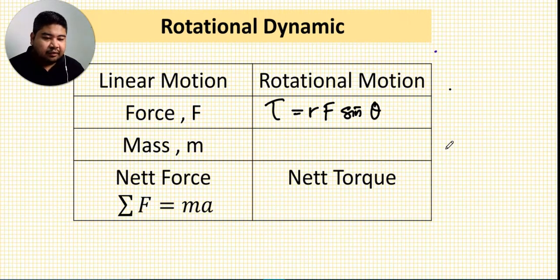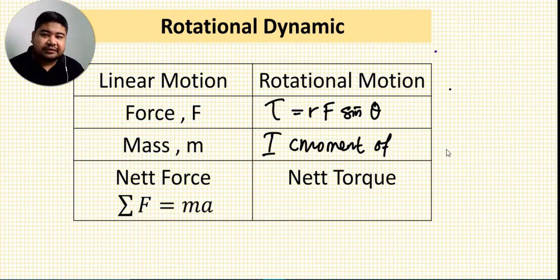Then for mass, in linear motion we have mass. For rotational dynamics, instead of mass as a measure of inertia, we have I, which stands for moment of inertia. As we have discussed in the previous video, moment of inertia is just the inertia for a rotating object. It tells us how easy or how difficult it is to spin or rotate a body.